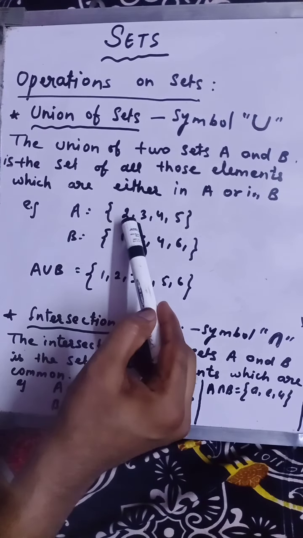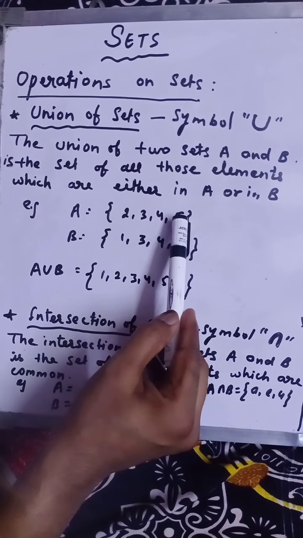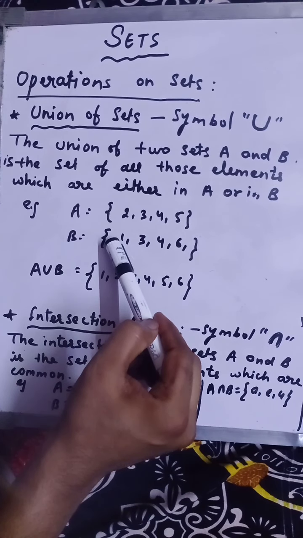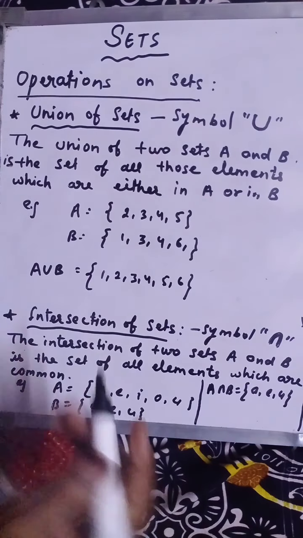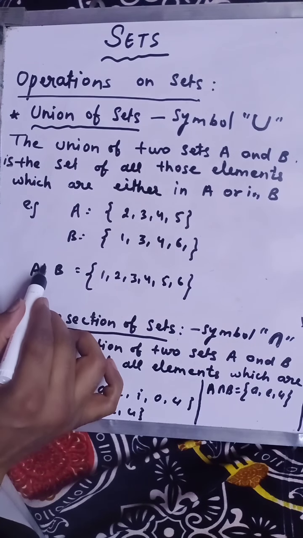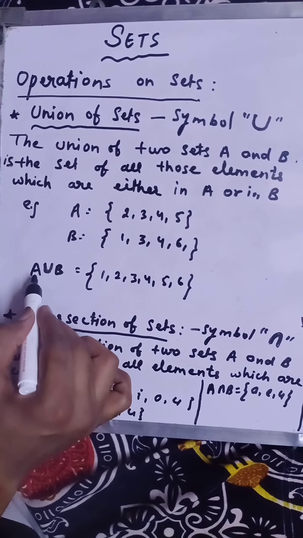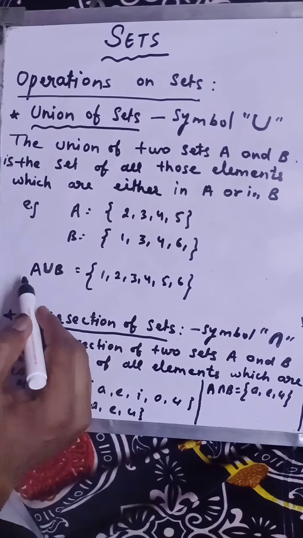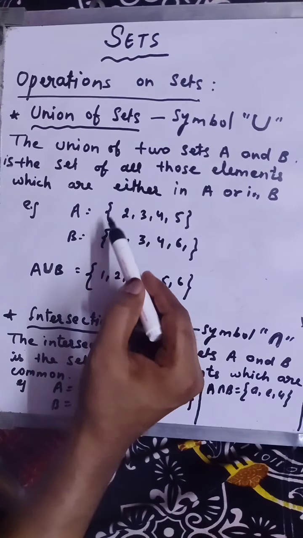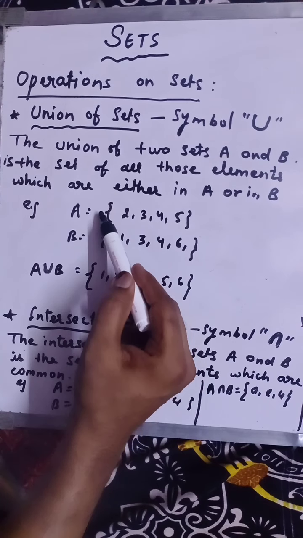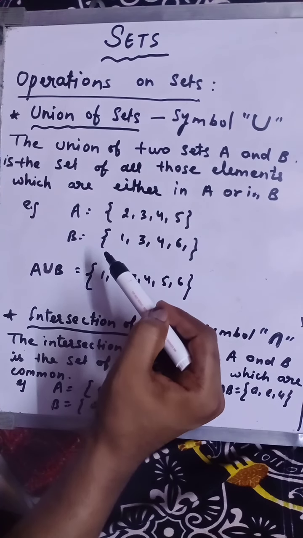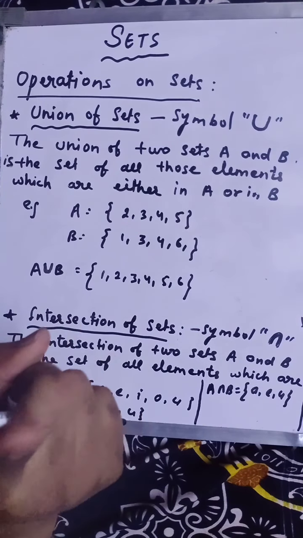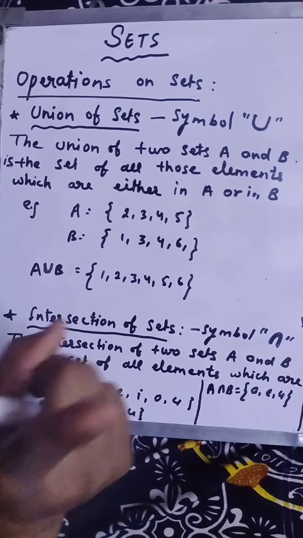here A is a set whose elements are 2, 3, 4, 5, and B is another set. Elements in B are 1, 3, 4 and 6. And we have to find out the union. This is the symbol of union, and we have to find A union B. So union means you have to write all the elements which are coming in A and B, coming in both A and B. But repetition is not allowed. One element you have to write only one time.